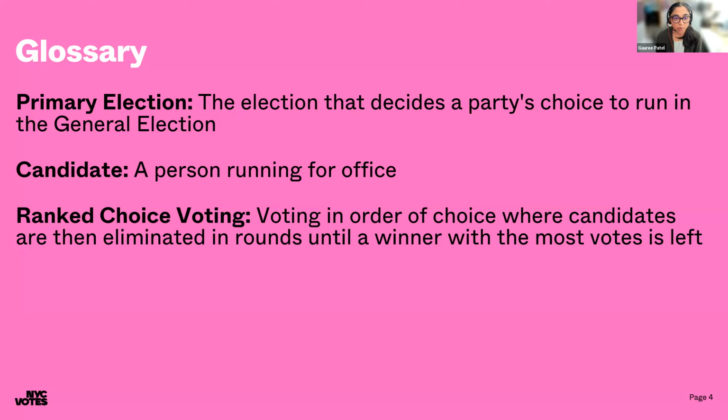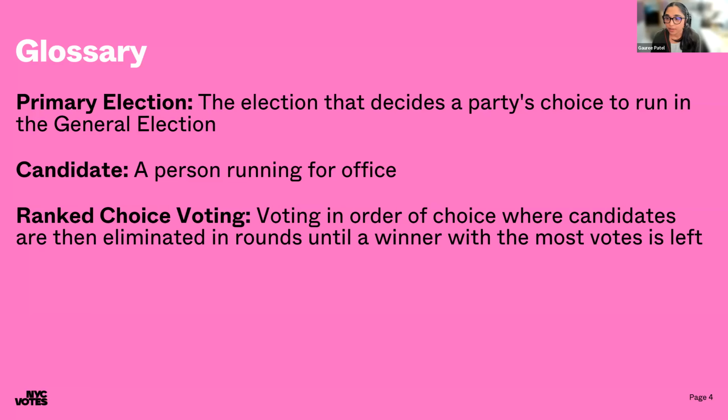So I'm going to be mentioning primary election, which is an election that decides a party's choice to run in the general election. So which candidate we want to nominate from our political party to run in the general election. A candidate then is a person running for office. And ranked choice voting is voting in order of choice where candidates are eliminated in rounds and a winner is chosen with the most votes that are left. And so it's a ranking structure we'll talk about in detail.